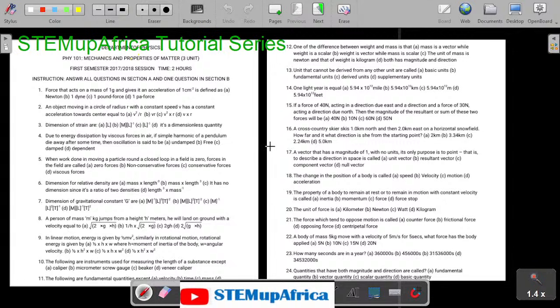So let's move to question 2. It says an object moving in a circle of radius r with a constant velocity v has a constant acceleration towards the center equals to what? So let's draw a diagram to illustrate what they are saying.